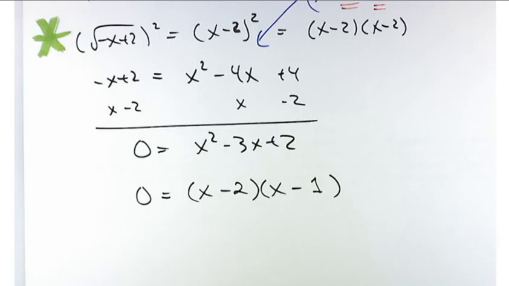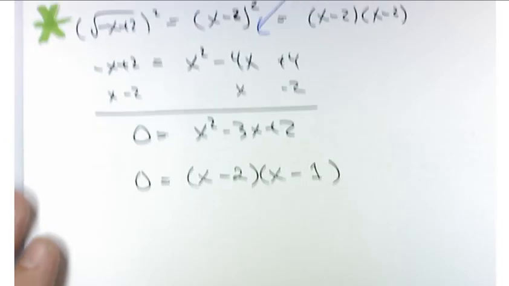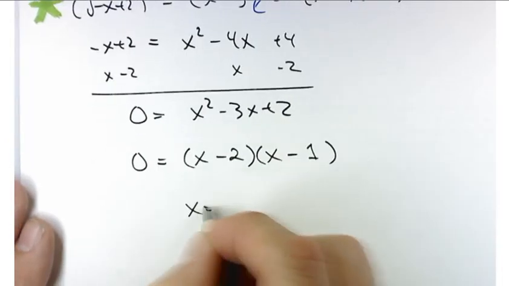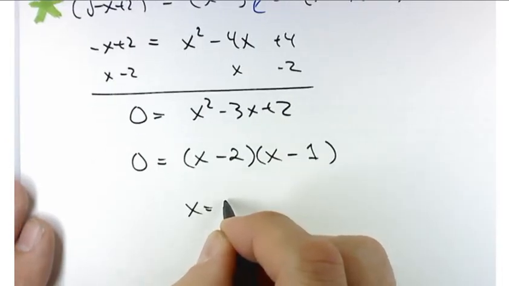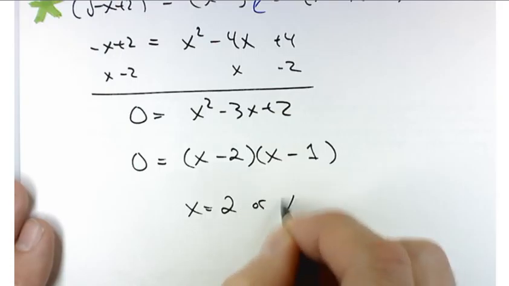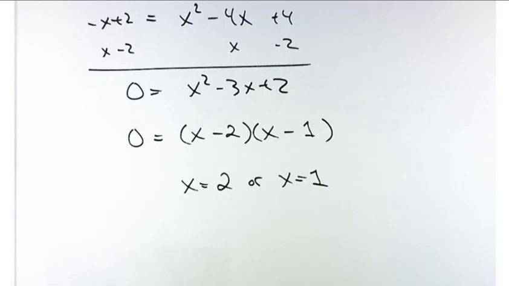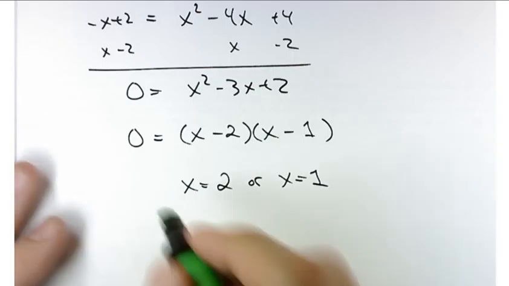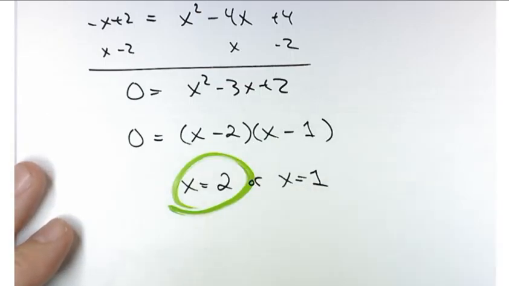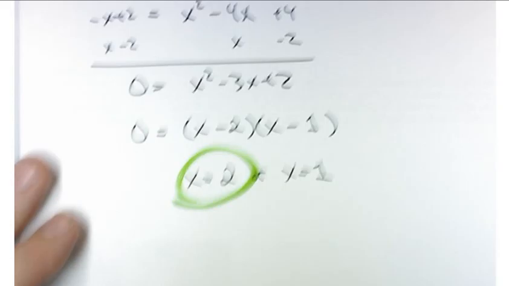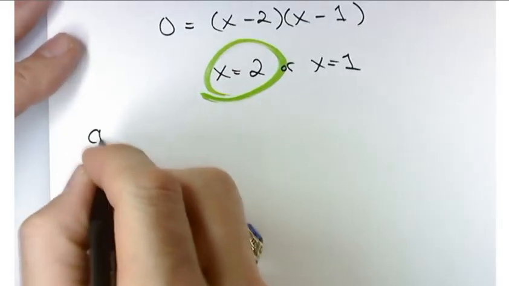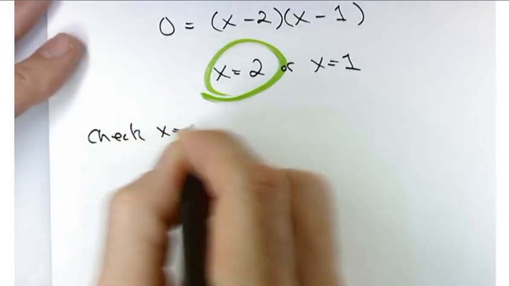Bailey, can you tell me what the values of x would be here? It would be x equals 2 and x equals 1. Perfect. So just change the signs there. x equals 2 and x equals 1. Does that work for us? I got to check them. So let's start by checking x equals 2.